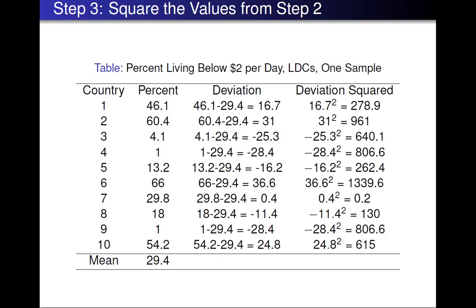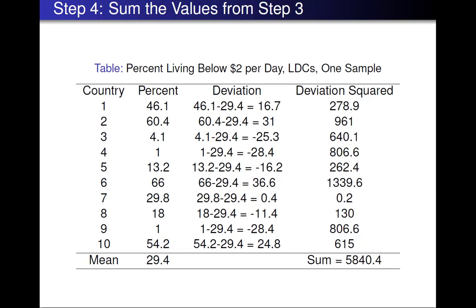Next, you take the values from step 2 and square them. So the calculation for the first observation would be 16.7 squared, which equals 278.9. And the calculation for the second observation would be 31 squared, or 961, and you continue this process for each observation. Note that we square the values to get rid of the negative deviations. It is impossible for an observation to negatively deviate from its mean.